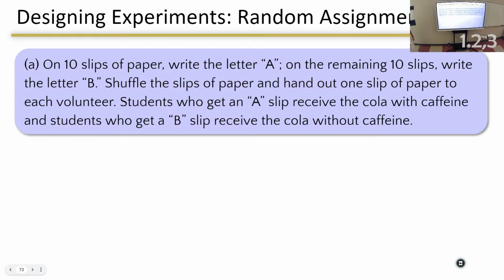Here's another way to do it. On 10 slips of paper, write down A or B, and 10 separate slips of paper, write down A or B. You're throwing that into a hat, mixing them up, handing them out. A, B, A, B, B. But again, you've got to do all of them, and you do it that way.